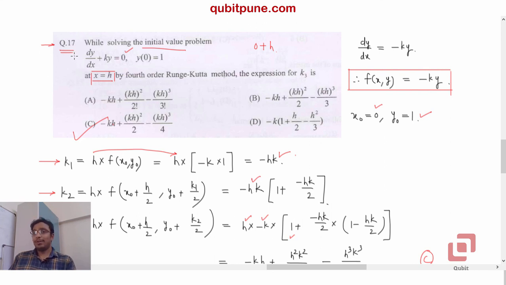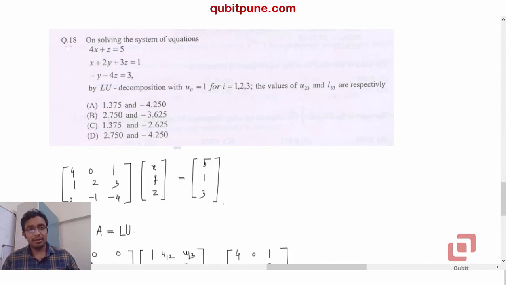Now there's only one question remaining, so let's go to that question, solve it and complete the paper. Question number 18, again a question on numerical methods, this time on the LU decomposition method. On solving a system of equations 4x plus z equal to 5, x plus 2y plus 3z equal to 1, negative y minus 4z equal to 3 by LU decomposition with uii equal to 1 for i equal to 1 to 3, the values of u23 and l33 are respectively, and we have got of course 4 pairs.